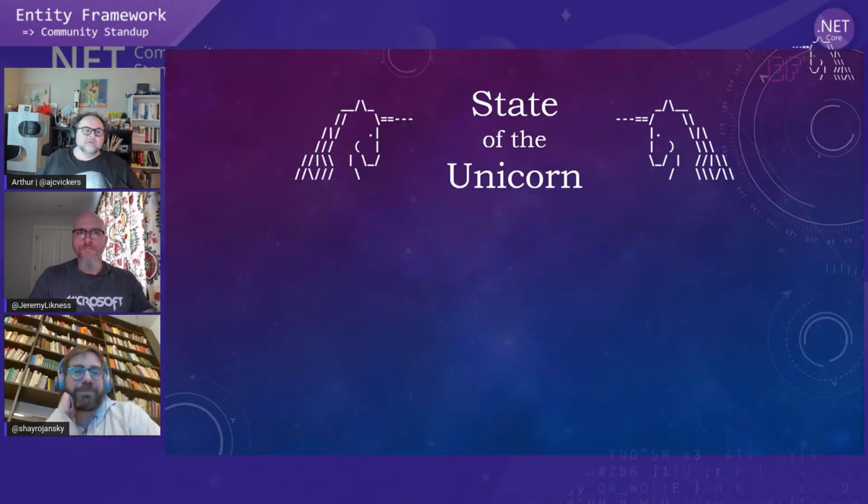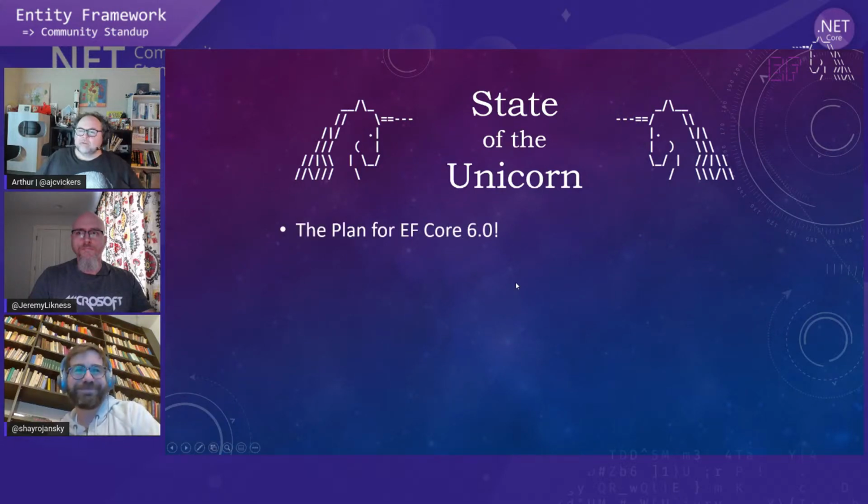Before we get started, let's do some of the standard things that we do at the beginning of each stand-up. So first off, we have the state of the unicorn. So the state of the unicorn this week is basically one thing, and that is we have the plan for EF Core 6 out there. So the plan is on our doc site, as is always the case. So that was the case for 5.0 as well.